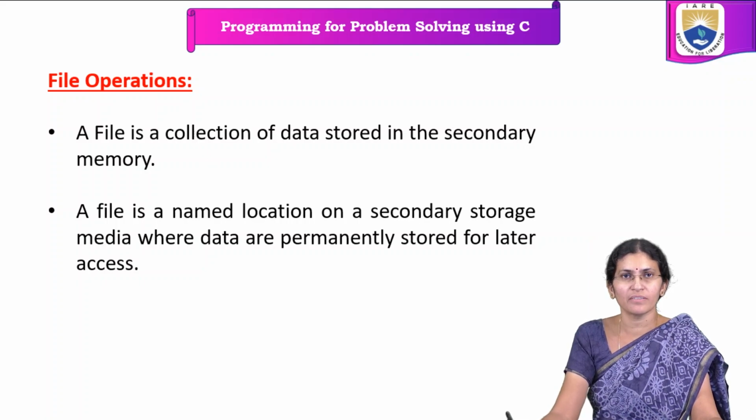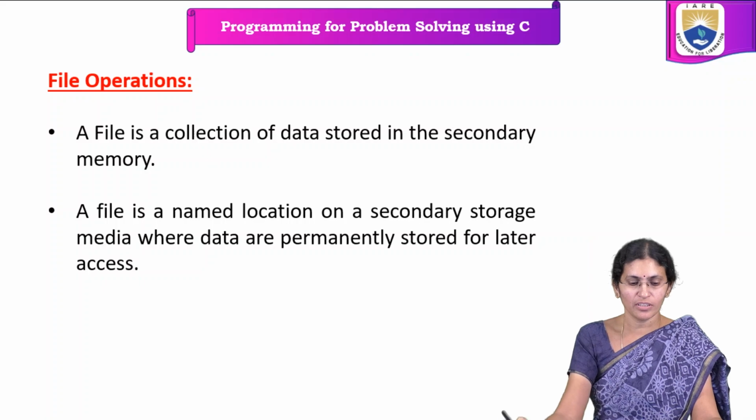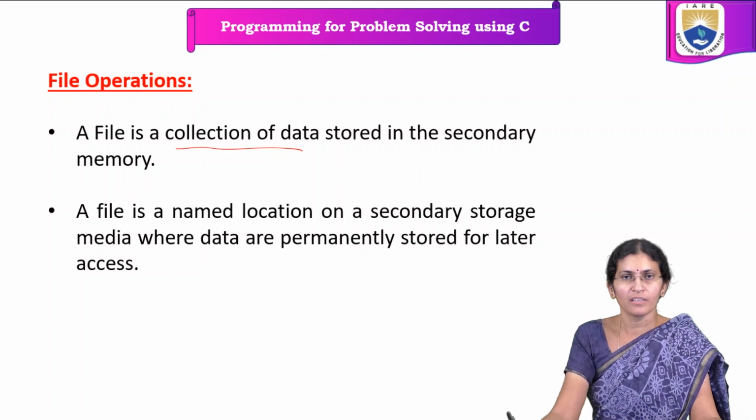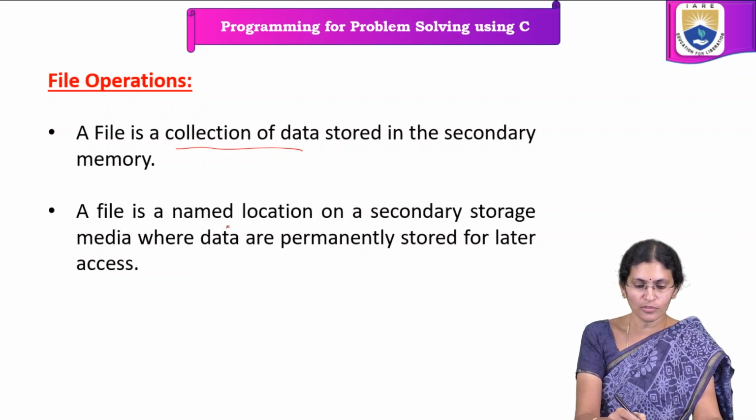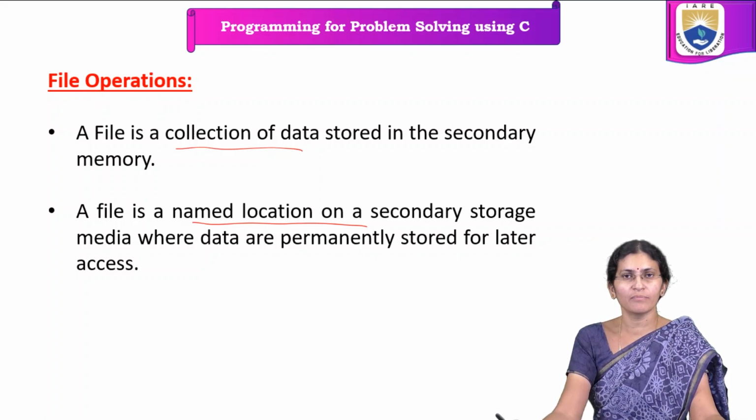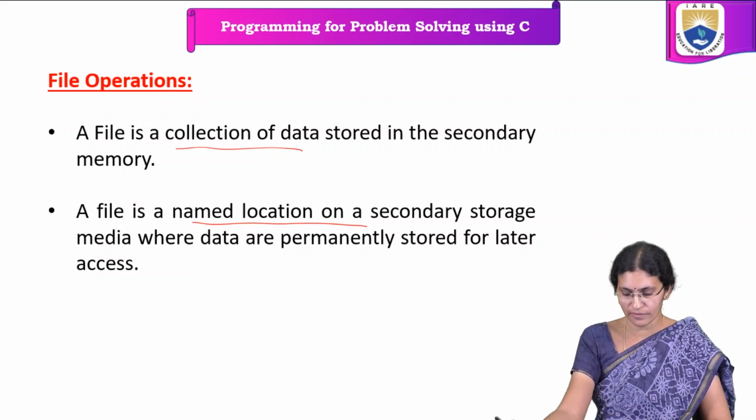In this video lecture, we will see some more file related functions. These come under file operations in C language. So what is the definition of a file? A file is a collection of data which is stored in secondary memory. A file is a named location on a secondary storage device where data is stored permanently for later access. Whenever we want to retrieve the data as and when required, we maintain the data in the form of files. These files are permanently stored on a secondary storage device.